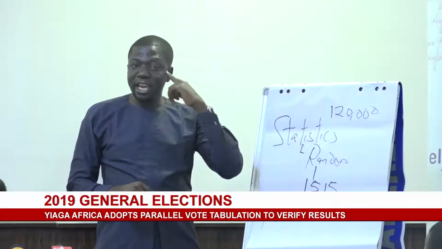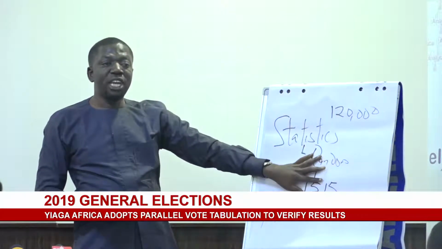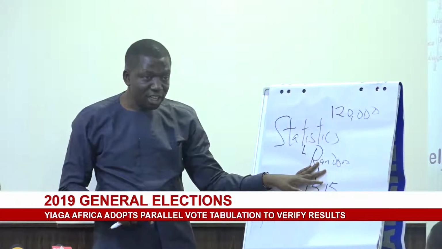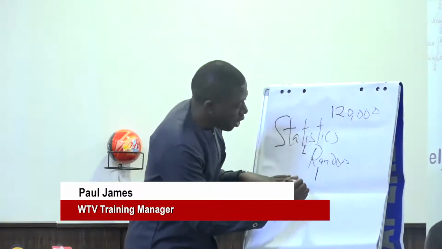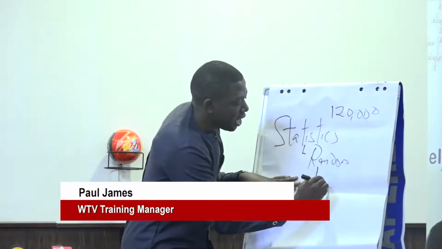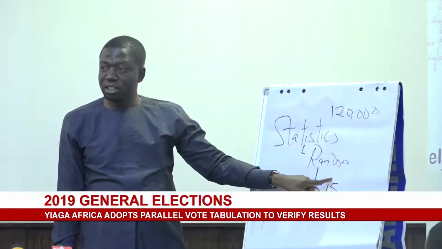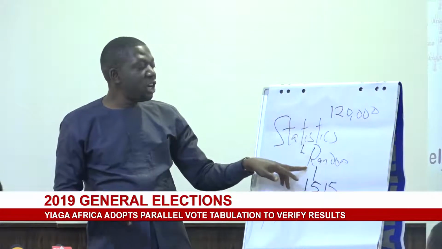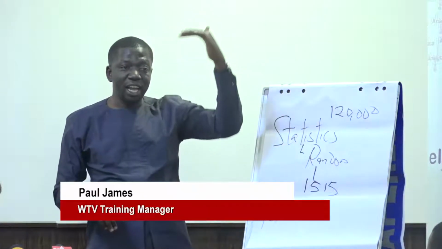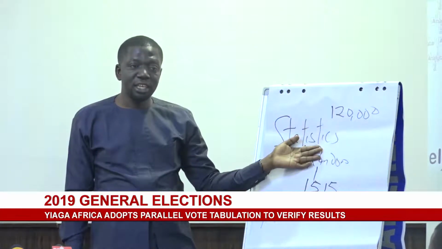Speaking at the interactive session was Paul James, a training manager for Watching the Vote project, who analyzed the methodology and its relevance. We shall be deploying to 1,515 sampled polling units. The polling units are representative of the whole. Usually, before you sample, you stratify by geography to give all the elements within your sample an equal chance of being represented in the sample.